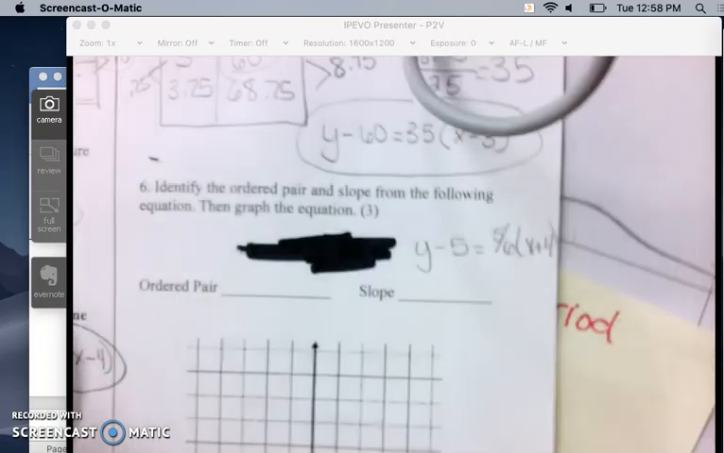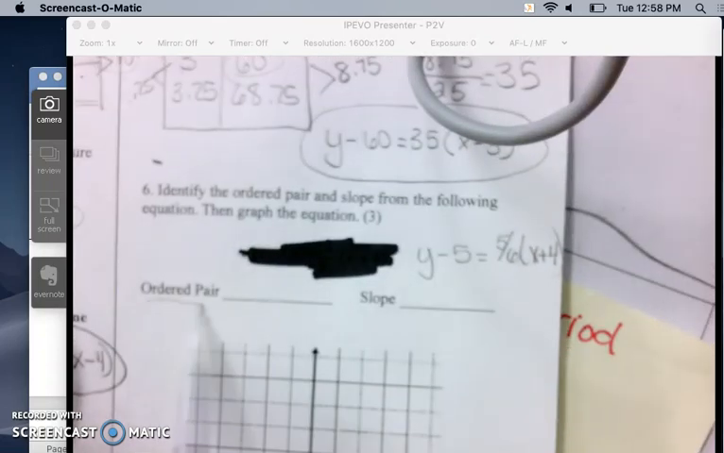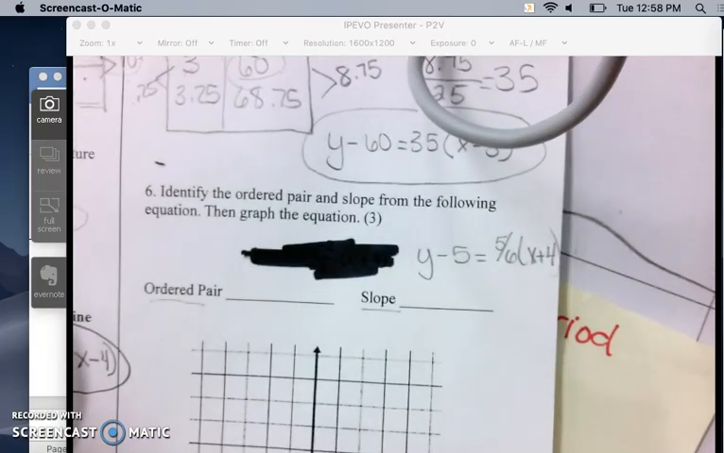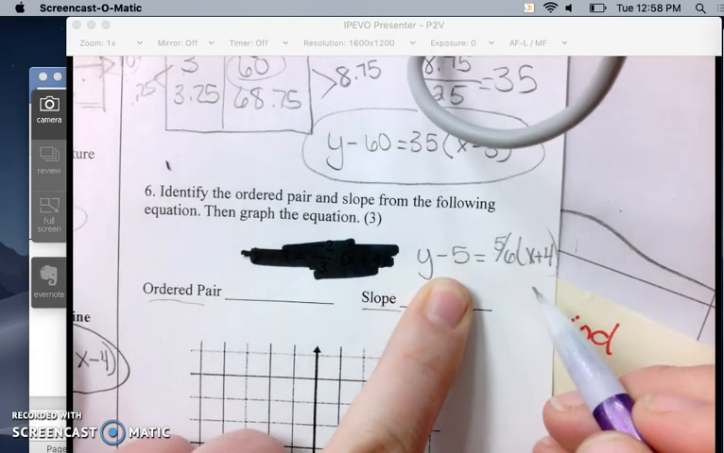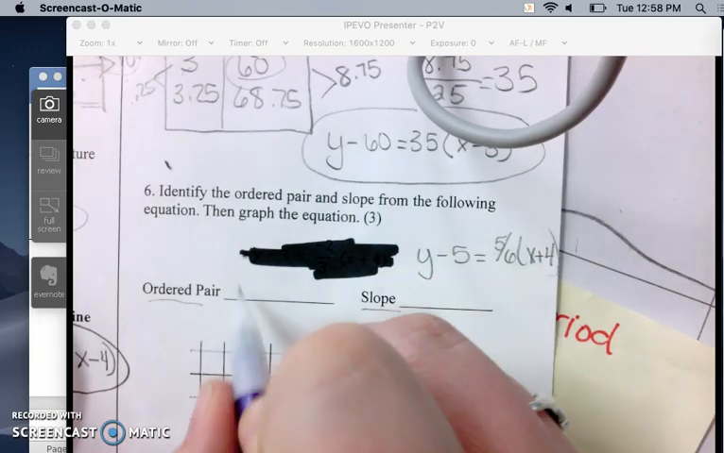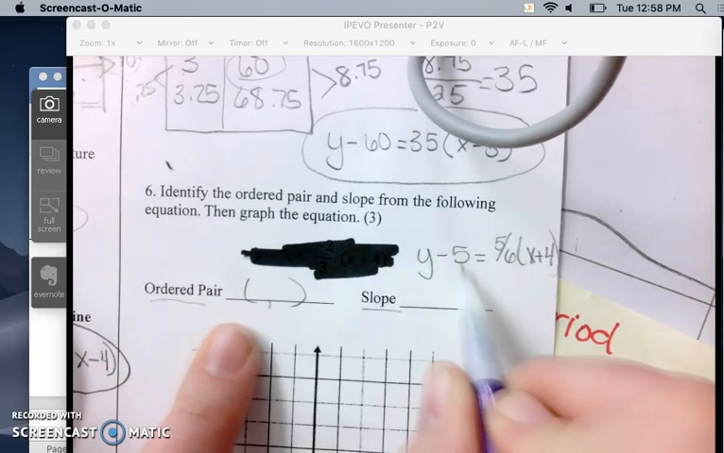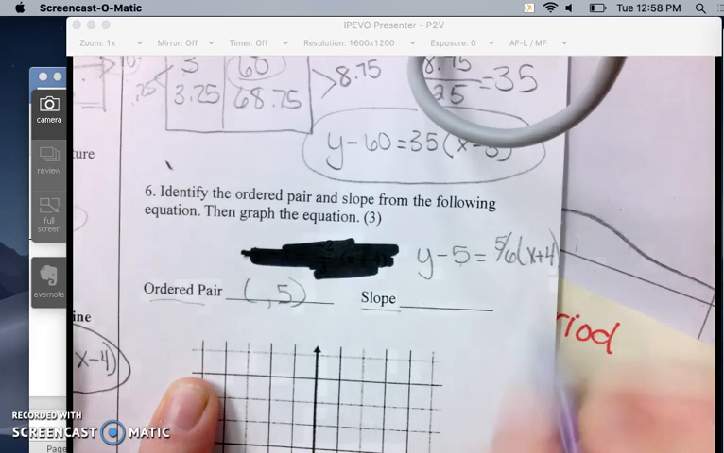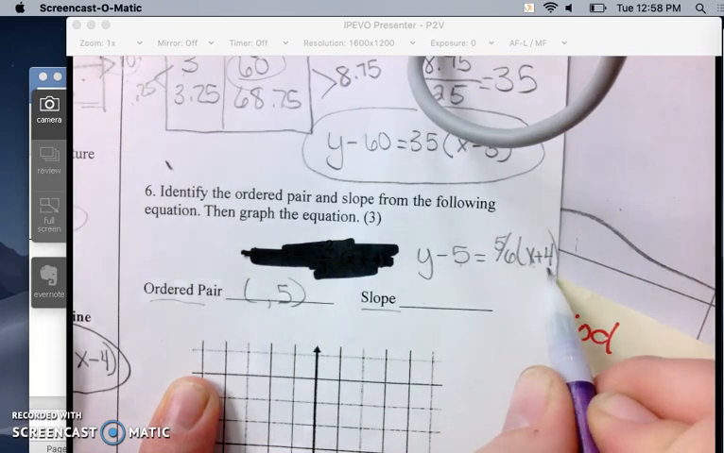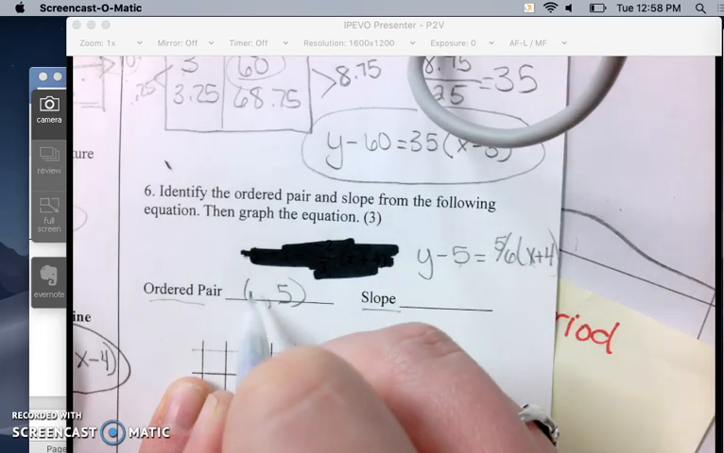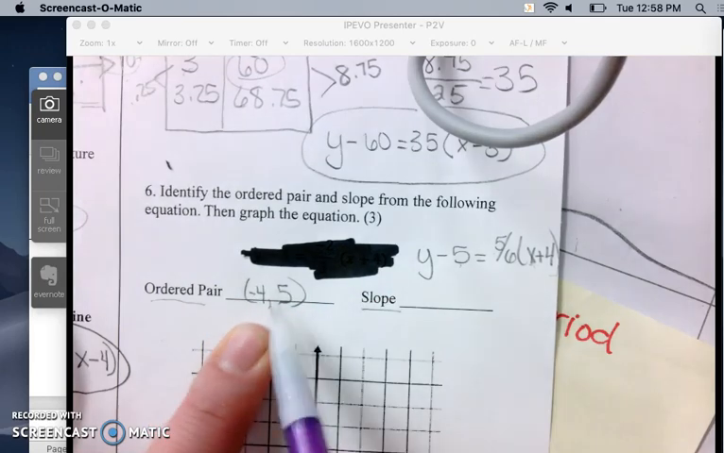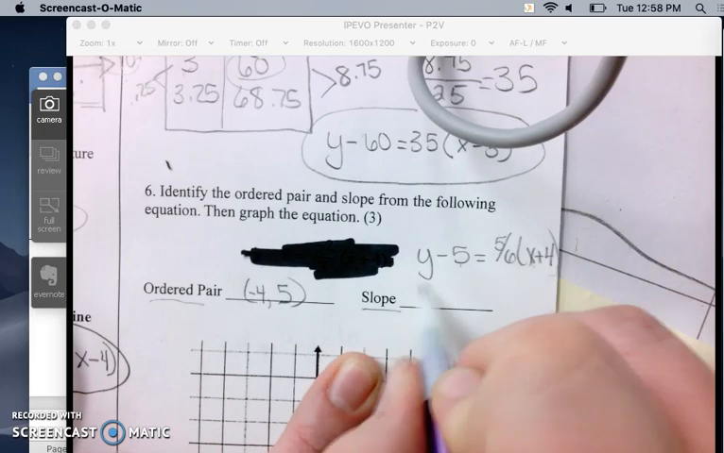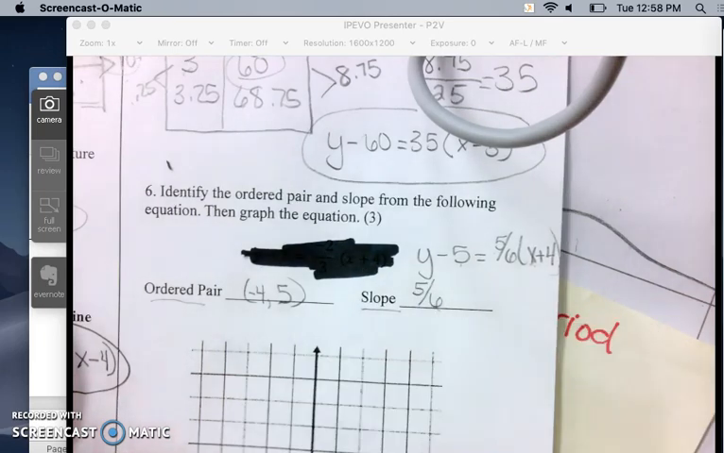Last one. You have to tell me the ordered pair, the slope, and then you need to graph it. So here I have y minus 5. So my y coordinate would just be the 5. Then over here, I have x plus 4. So the x coordinate would be negative 4. So this would be my ordered pair. My slope would be 5 over 6.